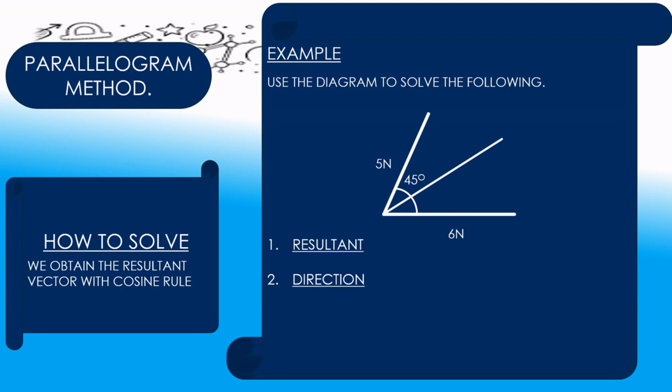In this method, we use the cosine rule to find the resultant. But we have to complete the parallelogram first. Take a good look at the example below and see how everything is solved step by step.